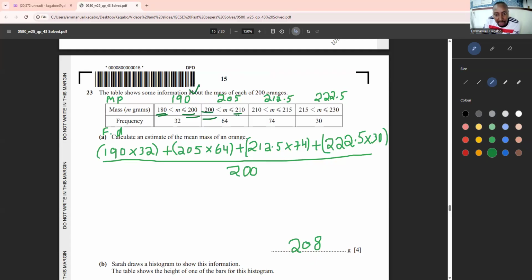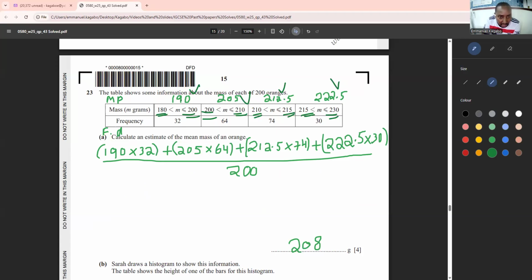This plus that divided by 2 gives me that. This one plus this, you get that? Divided by 2 gives me that. This one plus that divided by 2 gives me that. Now, after getting your midpoint, you get the midpoint times the frequency.